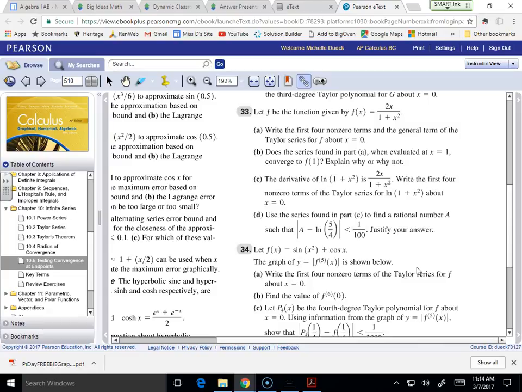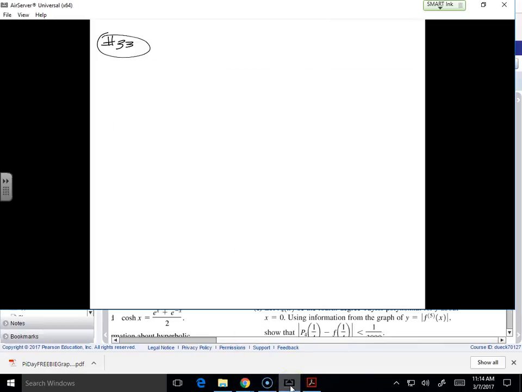Oh, after school yesterday. So for number 33, just so that we have the information to be working from, we do have the function 2x over, was it 1 plus x squared? Yes. Okay. You should have been able to make that a series, and what did you get as your series?